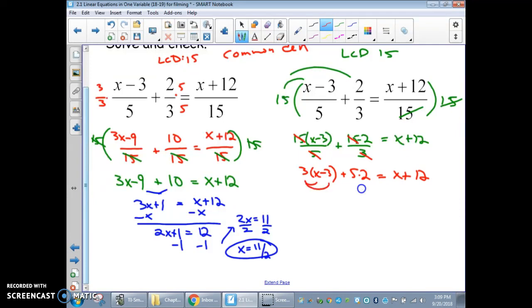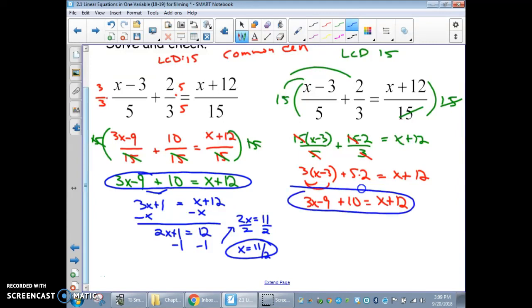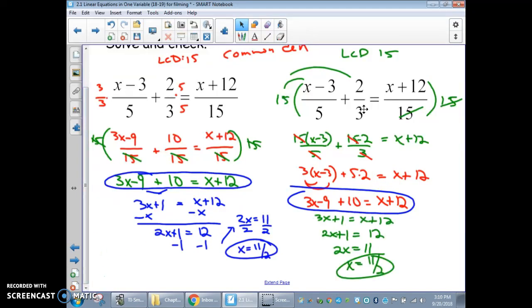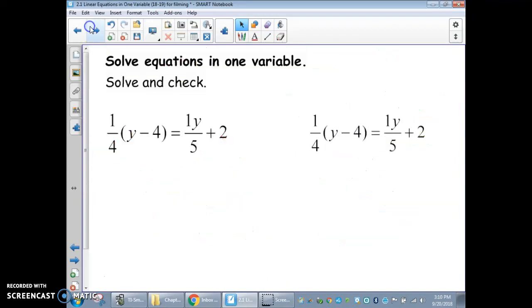If we distribute, we have 3x minus 9 plus 10 equals x plus 12, and you can see that you are back to the exact same spot you were in the first scenario. Again, solving that equation the rest of the way, you end up with x equals 11/2.